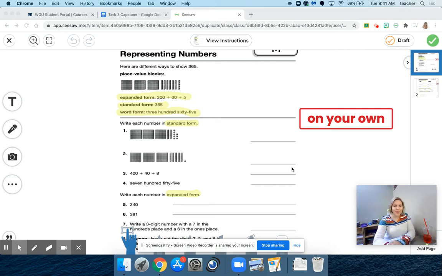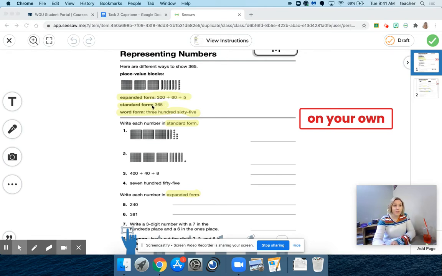Hi, boys and girls. So I am going to show you how to do your math activity today in case you can't make it to small group. So this first page is on your own. This is your independent work. So I'm not going to be showing you how to do this one on the video.